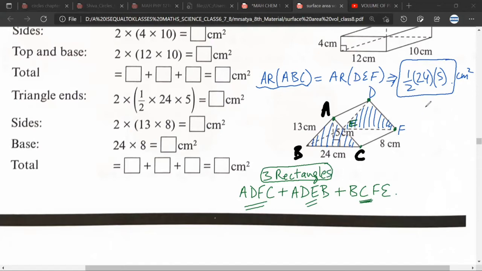Mr. Sarthak? Yes. So we have basically two triangles. These are the two triangles. Let me write it like this, triangle. And we have three rectangles. Are we comfortable with this? Yes, sir.